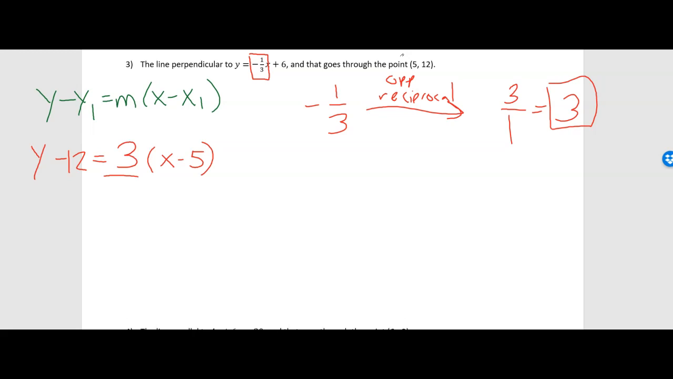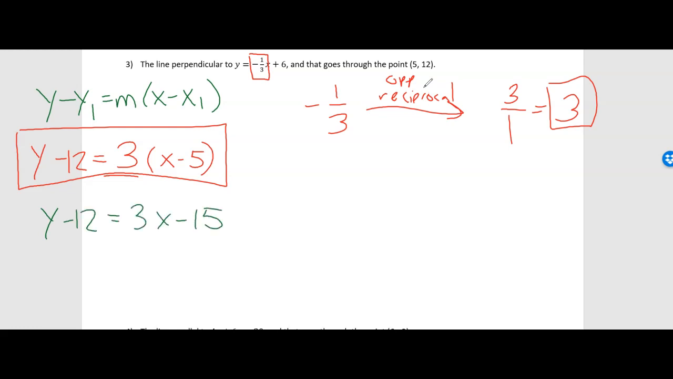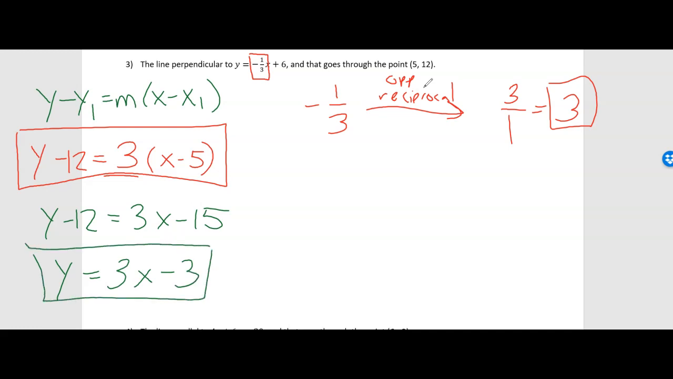And this time it doesn't tell us we have to write this in slope-intercept form. So we could leave it in point-slope form. If you wanted to write it in slope-intercept form, again, just do your distributing. So I get y minus 12 is equal to 3x minus 15. Add 12 to both sides, so I get y equals 3x minus 3. Now here's the thing. Both of these would be correct answers to this question.